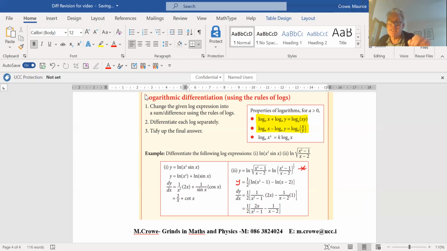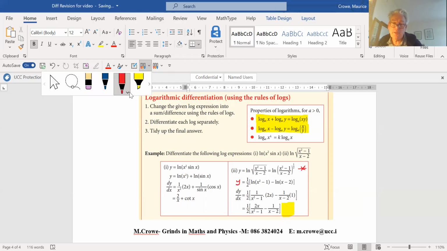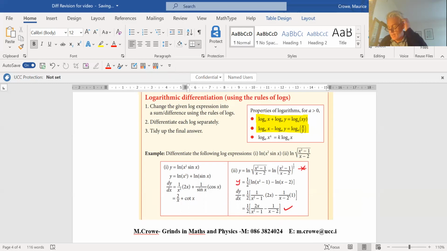Now we can differentiate. The derivative is going to be: keep the half, the multiplying factor in front, as usual. 1 over that multiplied by 2x, the derivative of that. 1 over this multiplied by 1. And that 2x will go on top. That 1 goes there. Oh, sorry, no, that was meant to go like that. Okay, and that's a nice one there, using the rules of logs.